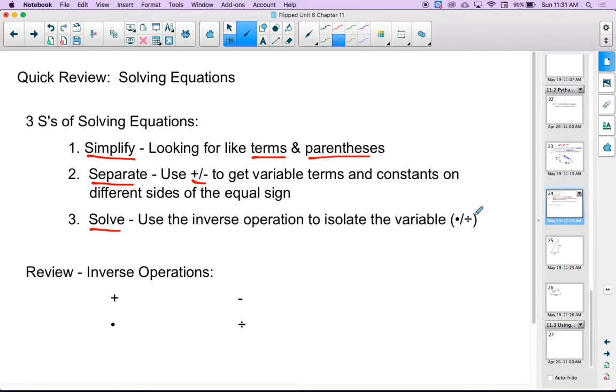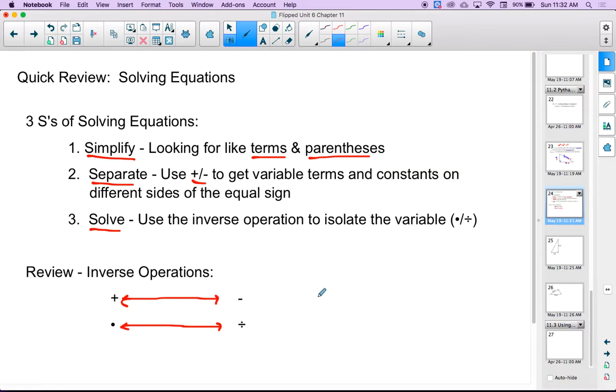At this stage in the past, we've been doing multiplication and division, but in this lesson, we're going to do a different operation to solve. So let's review those inverse operations. The inverse of addition is subtraction. The inverse of subtraction is addition. The inverse of multiplication is division. The inverse of division is multiplication.